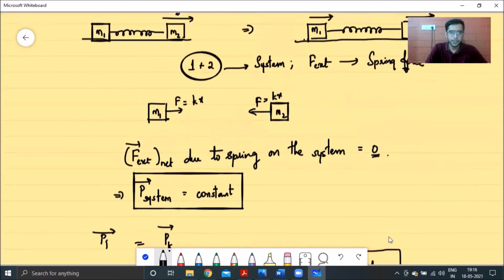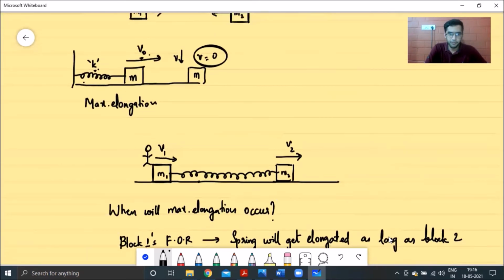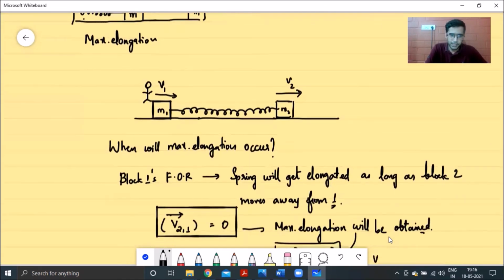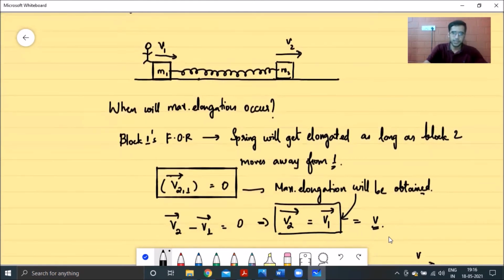So once again, the steps which we've gone through: first we found out when maximum elongation will happen. We looked at this problem from block 1's frame of reference. We saw that block 2 is initially moving forward with respect to block 1. So when block 2 stops moving forward with respect to block 1, that is when you'll have maximum elongation, which in mathematical form is when the velocity of block 2 with respect to block 1 becomes 0. When we simplified, we found that maximum elongation will be obtained when both the blocks have the same velocity. We assume that velocity to be equal to V.